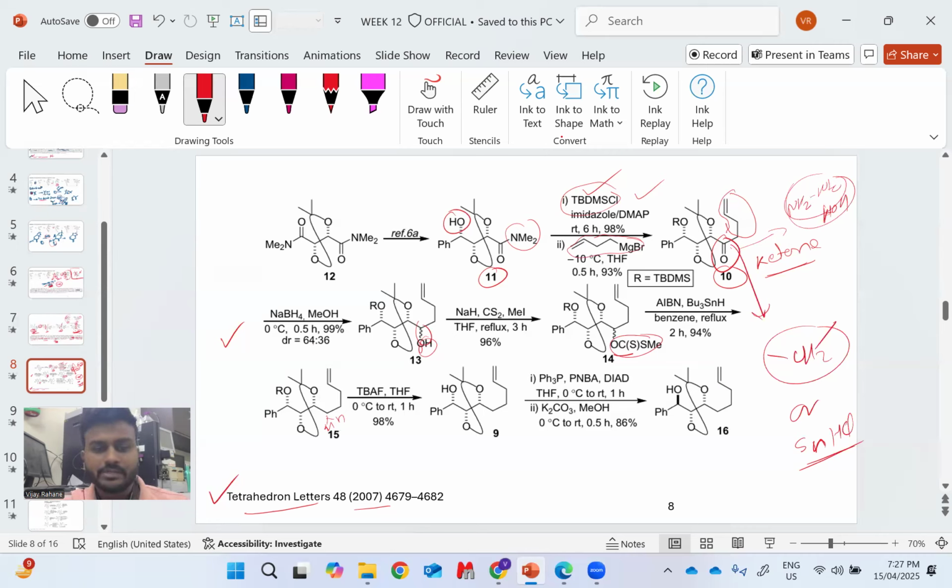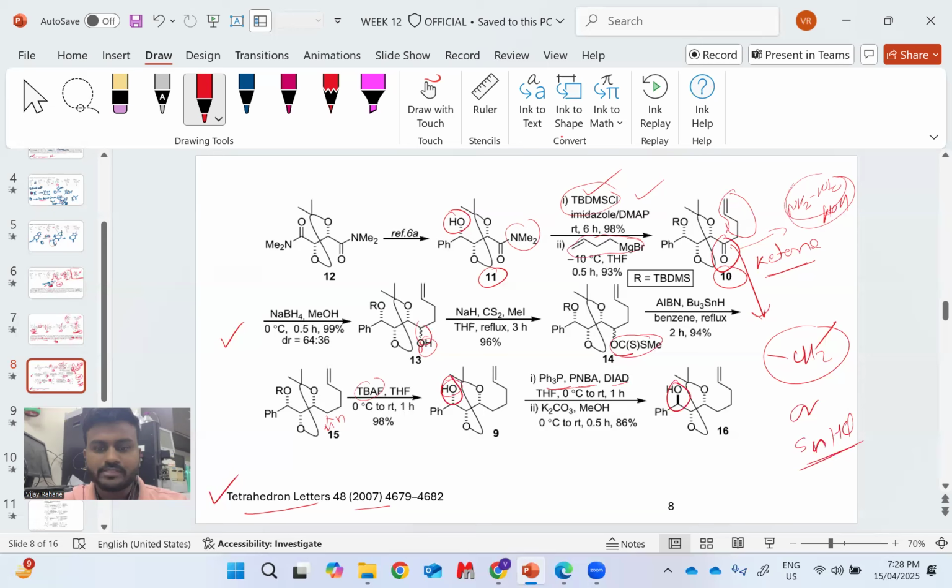Further, upon addition of TBAF, it deprotects the TBDMS group that we have added already earlier. Now the alcohol is free, and further the reaction is PPh3, PNBA and DIAD. So it's the Mitsunobu kind of reaction, right? Basically, the stereochemistry of this hydroxy group is inverted here by using this Mitsunobu reaction.